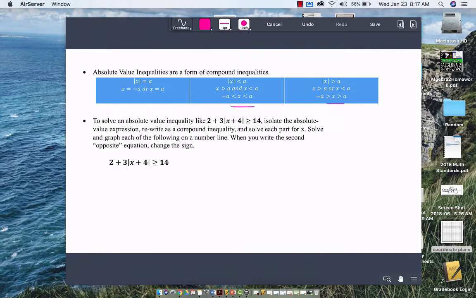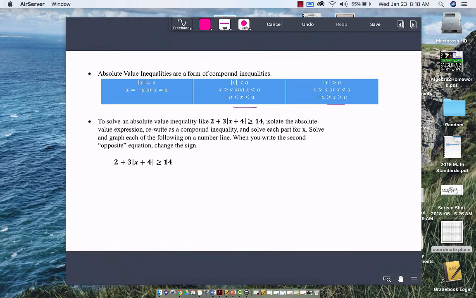So to solve the absolute value inequality, like 2 plus 3 times the absolute value of x plus 4 is greater than or equal to 14, we're isolating the absolute value expression, rewriting it as a compound inequality, and solving each part for x. And then we will graph it on the number line. I just want to pay close attention right here to where it says when you write the second opposite equation, you know how we usually set one equal to a and the other one equal to negative a, we're going to change the sign on that negative a one. So let's get started so you can see what I mean.